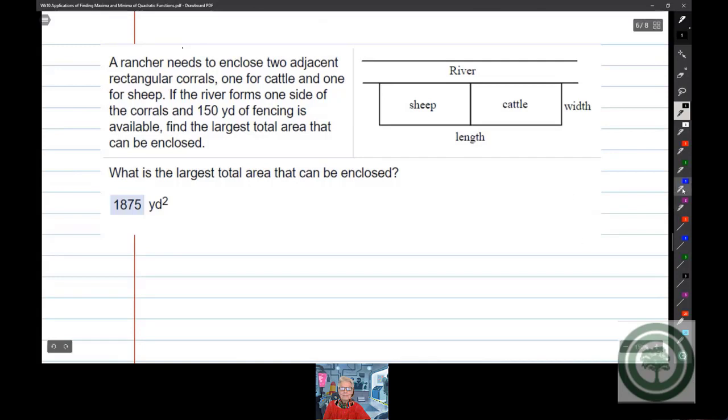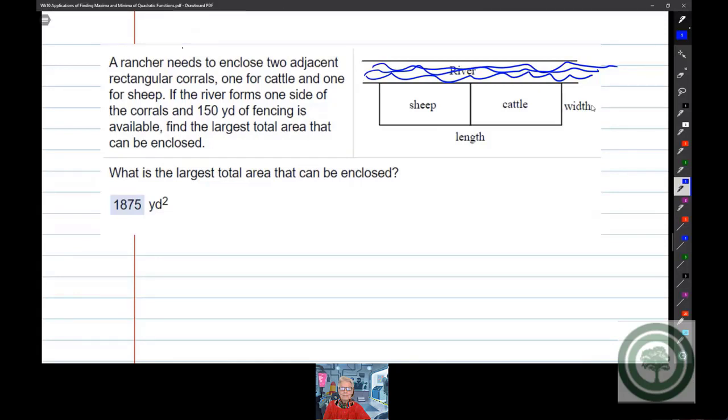But having a rancher who's silly enough to think that because he's got a river, or she has a river forming one side of the sheep and cattle pens, that means that a sheep, or cattle, more likely cattle, won't just kind of step around and out and go for a little adventure. But as you'll see, this is what the rancher is doing.